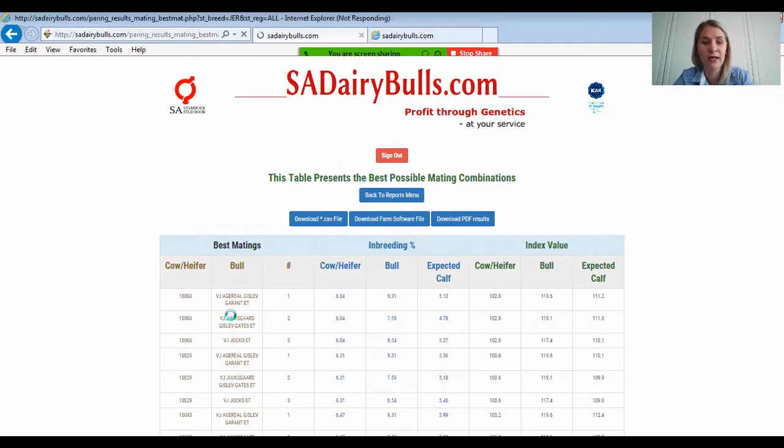So you'll see for cow number 1004, the first option would be Garant, then Gates, and then Jocko. It gives us the cow's inbreeding percentage, bull's inbreeding percentage, and then the expected calf's inbreeding, as well as the inbreed index value for the calf, the cow, the bull, and the calf. So here you get an idea of why the options were chosen and which ones were chosen.